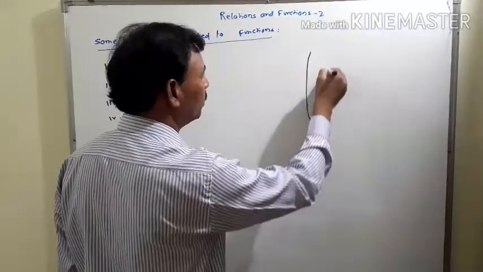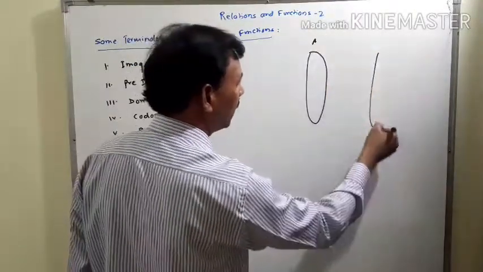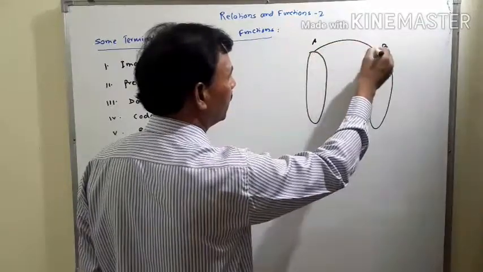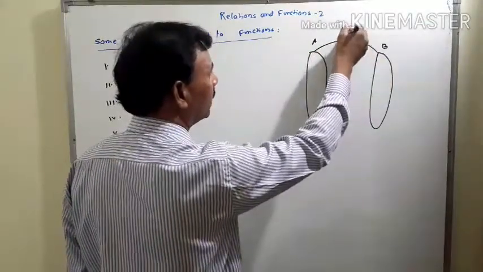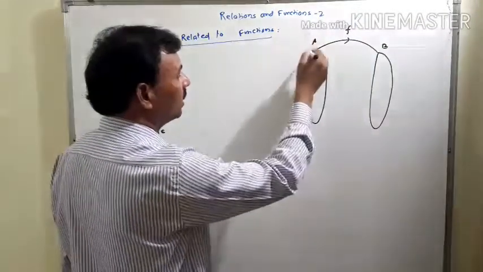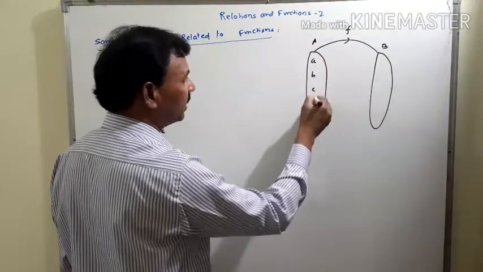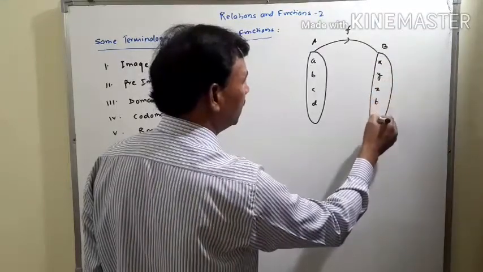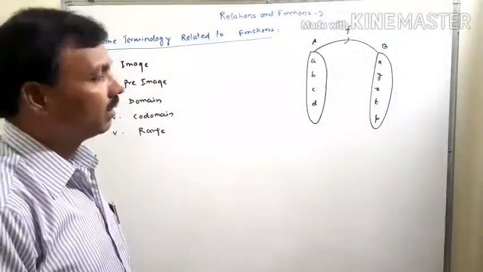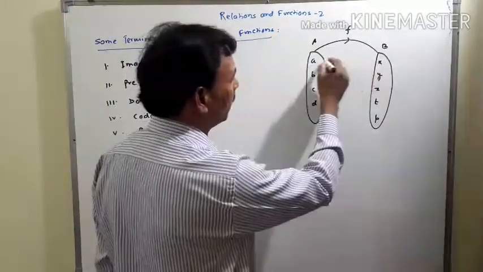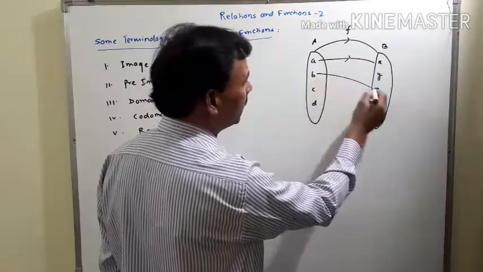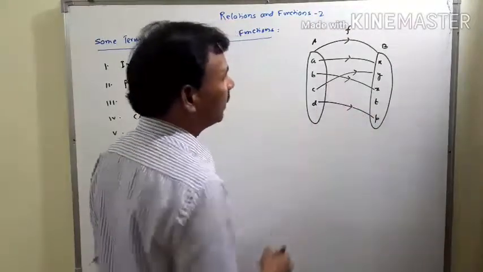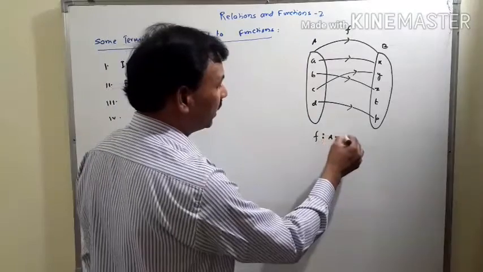Suppose there are two non-empty sets A and B given, and an element of A is related to an element of B under the rule F. If the elements of A are denoted by A, B, C, D and the elements of B are X, Y, Z, T, P, now if A is related to X, B related to Z, C related to Y, D related to P, this is a function, that means F such that A to B.